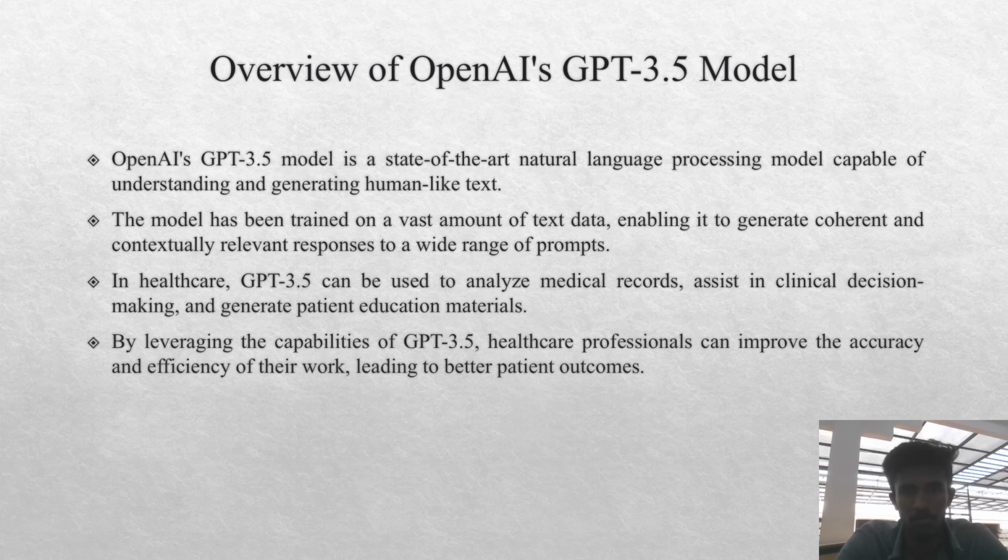The next is the overview of OpenAI's GPT 3.5 model. The OpenAI GPT 3.5 model is a state-of-the-art natural language processing model that is capable of understanding and generating human-like text. The model has been trained on vast amounts of text data, enabling it to generate coherent and contextually relevant responses to a wide range of prompts.